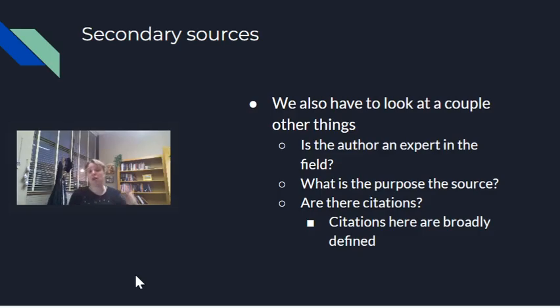Now, citations can be broadly defined. So if I'm looking at an academic article, I want to see lots and lots of citations. Versus if I'm looking at a website, what counts as a citation might be a little different. It could be a hyperlink where I click on it and it takes me to another source. Well, at least I know where they're getting their sources. And that's really important.